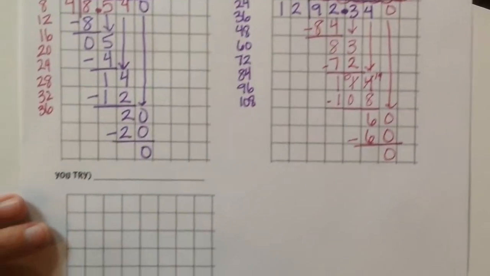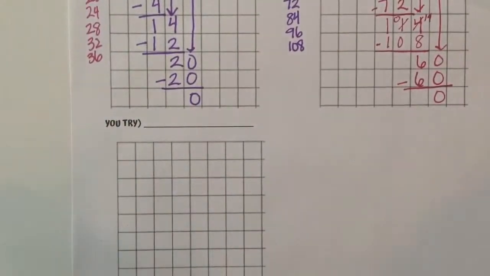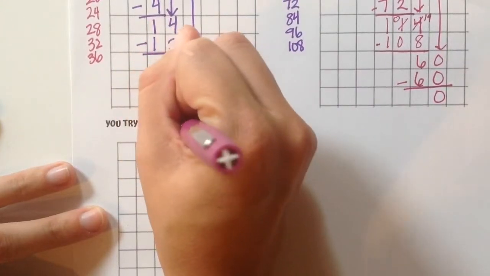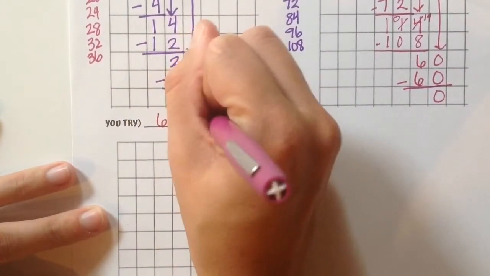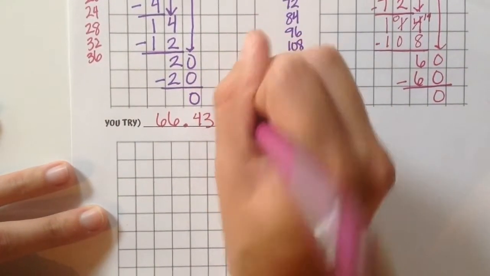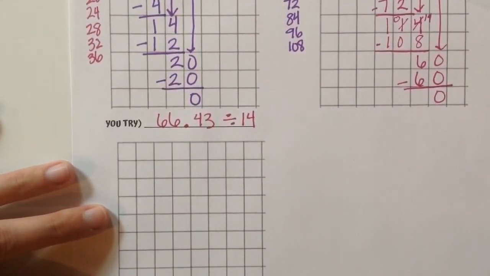All right, I'm going to give you an example to try on your own. I'm going to do 66 and 43 hundredths divided by 14. Go ahead and try that one and get that answer checked off.